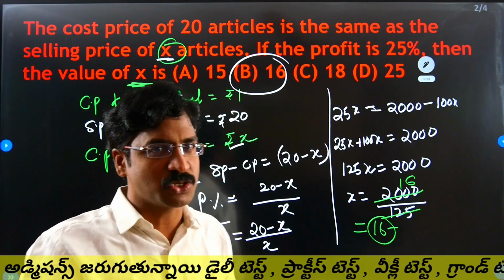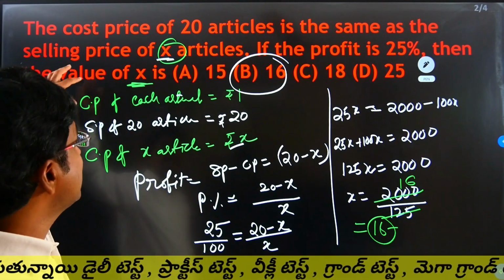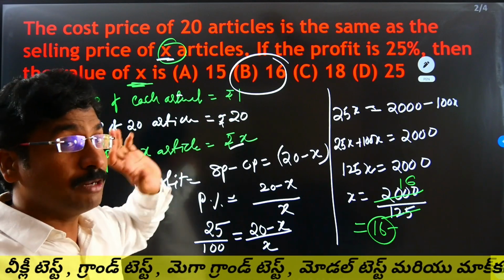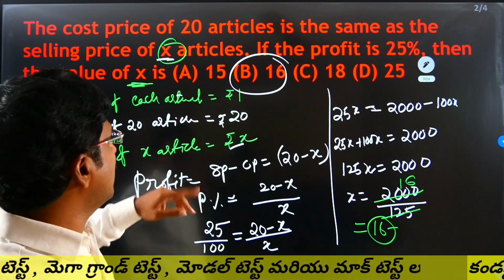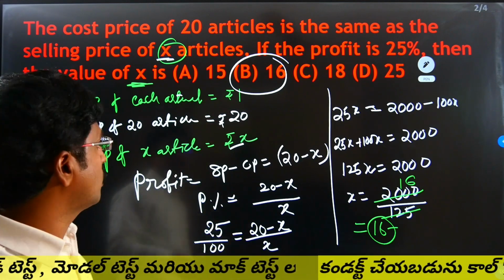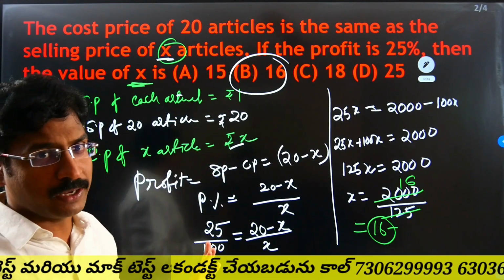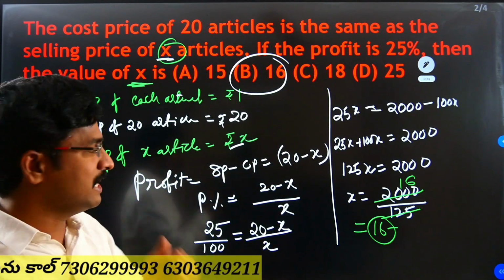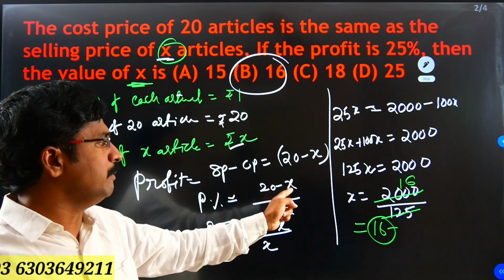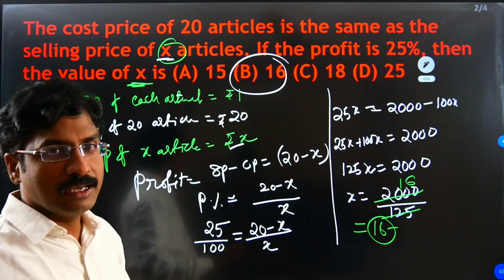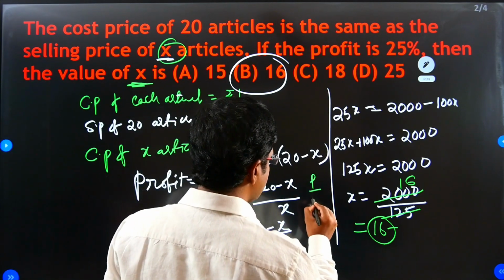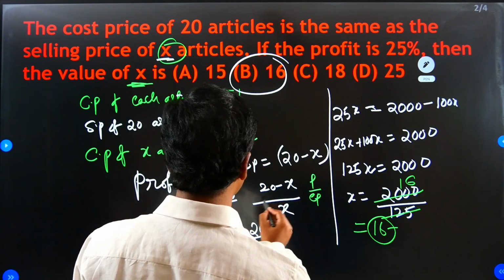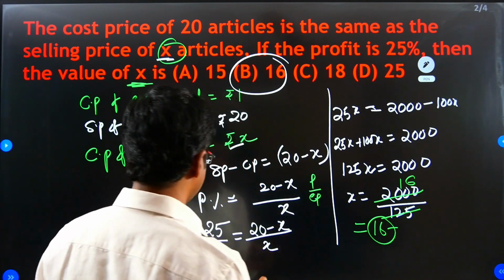Once again, I am repeating this question and the solution. Let the CP of each article be 1 rupee, just imagine that. Then the SP of 20 articles is 20 rupees. The CP of X articles is X rupees. Then profit is SP minus CP, 20 minus X. So profit percentage is equal to profit by CP into 100.